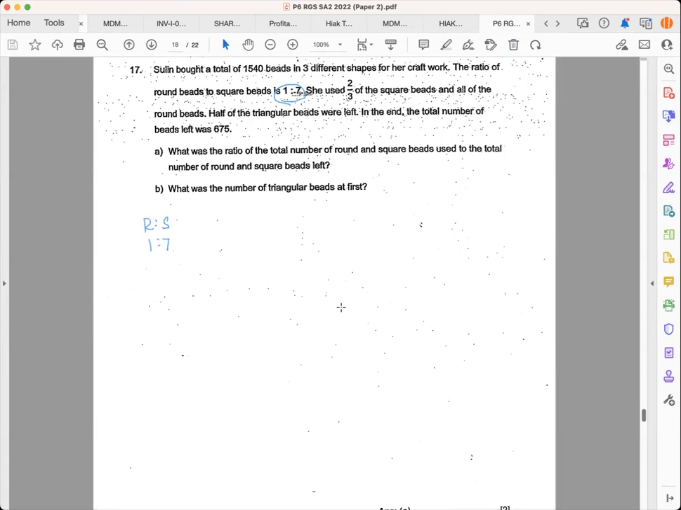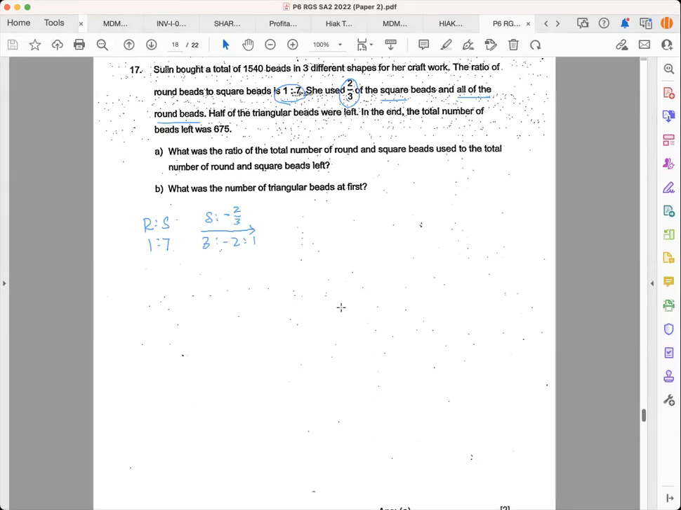Next statement, she used 2/3 of the square beads and all the round beads. So square beads, we use 2/3. So I minus 2/3. But of course, we don't teach you to record just minus 2/3. We need to record it in a before, change, after format. That will be square starts with 3 parts, took away 2 parts, left with 1. So that's how you record minus 2/3 as a ratio.